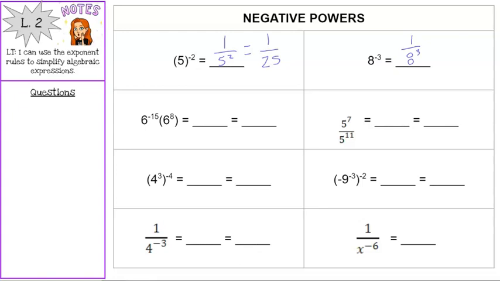Now we've got some practice problems with operations. So we have 6 to the negative 15th power times 6 to the 8th power. I know that using my product rule, I can add those powers together. So that becomes 6 to the negative 15th plus 8 power. Well, negative 15 plus 8, that is negative 7, which means I know that this is 6 to the negative 7th power. But I want a positive exponent, not a negative exponent, so I'm going to flip that over into the denominator, and it's going to become 1 over 6 to the 7th power.